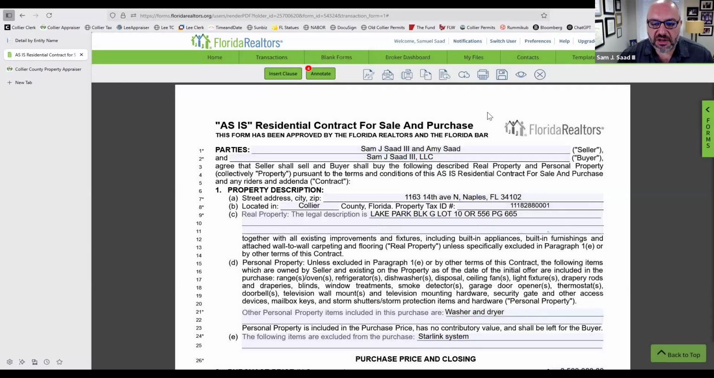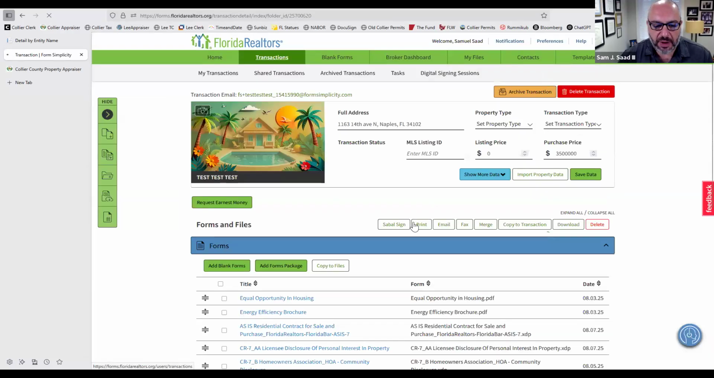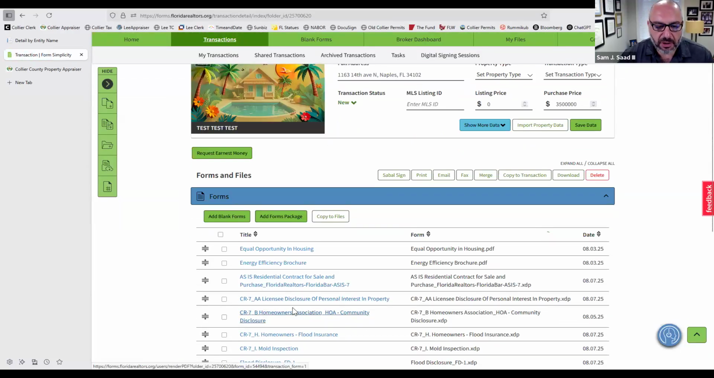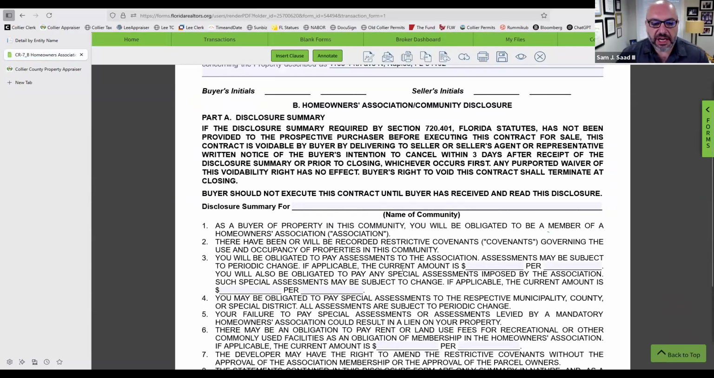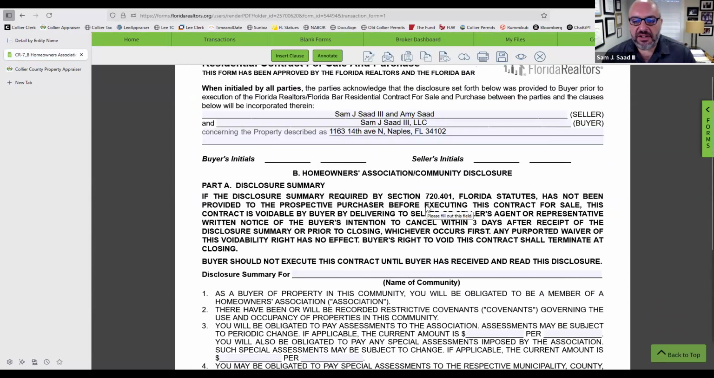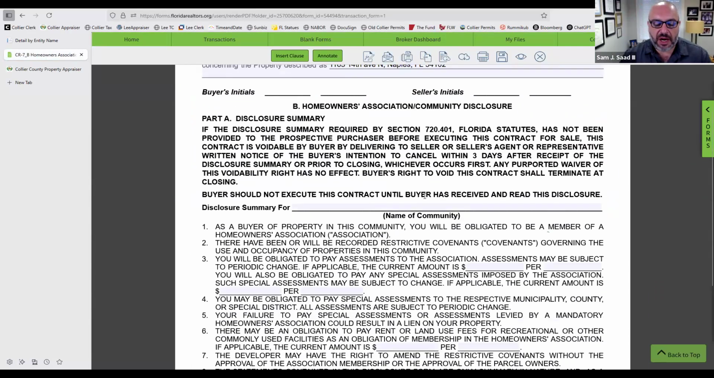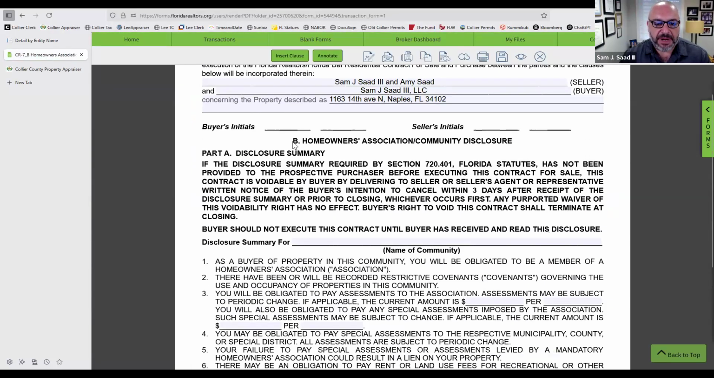Okay, since we're selling a single family home, not in an HOA, we don't need any HOA disclosures, although I did want you to see it. This is the last thing we're going to talk about. Simply put, this is the HOA disclosure required under FRBAR. It is rider B. Rider B.